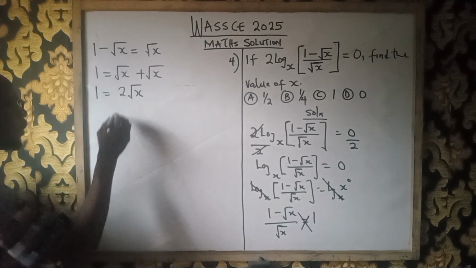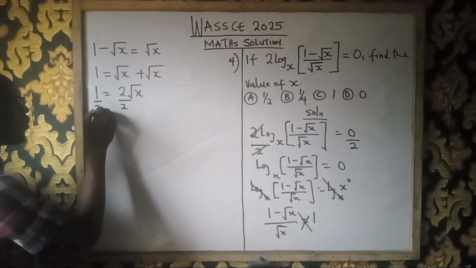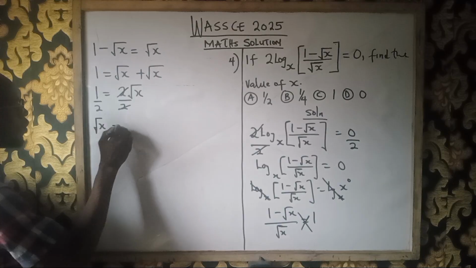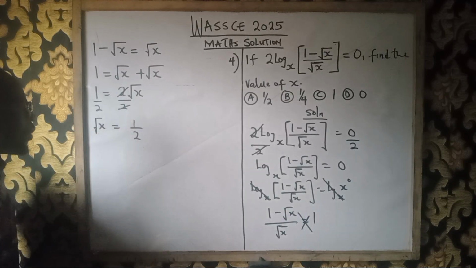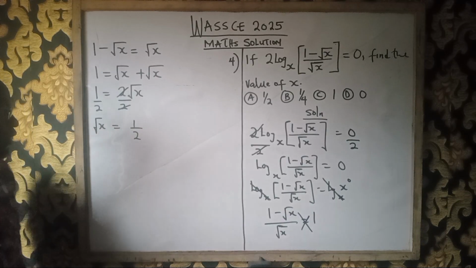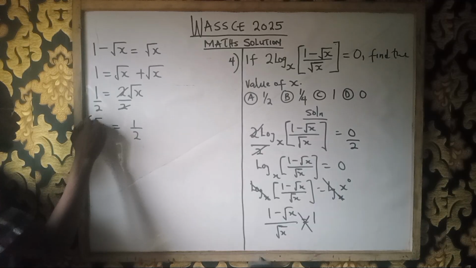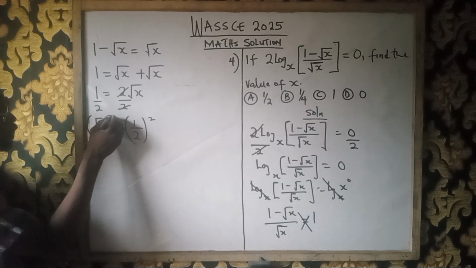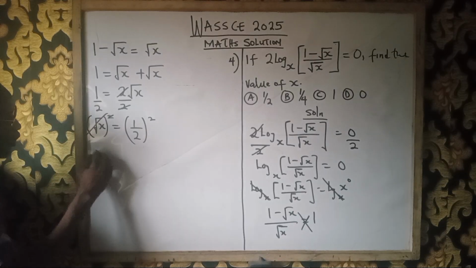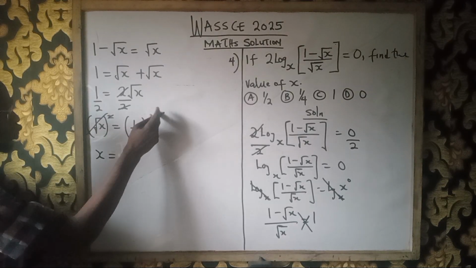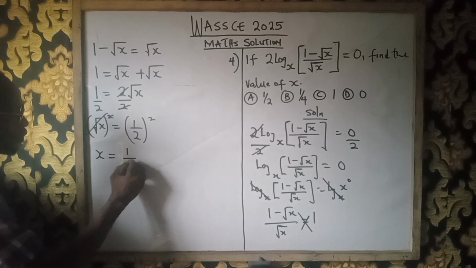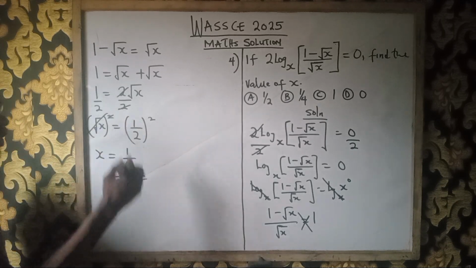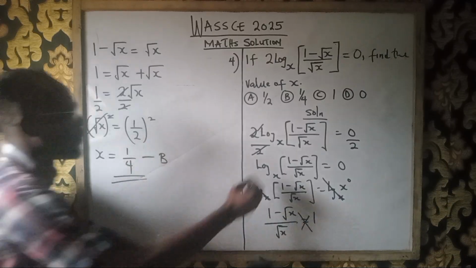Alright? Now divide both sides by 2. This cancels out so that we can have root x equals 1 over 2. So our target is to find x, not root x. So this is a root. Now what you do is to take the square of both sides. So that root will eliminate the square of both sides. So this square will cancel out this square root. So you have x equals, now 1 raised to power 2 is 1, 2 raised to power 2 is what? 4. And that's the end of the question. So that is option B.